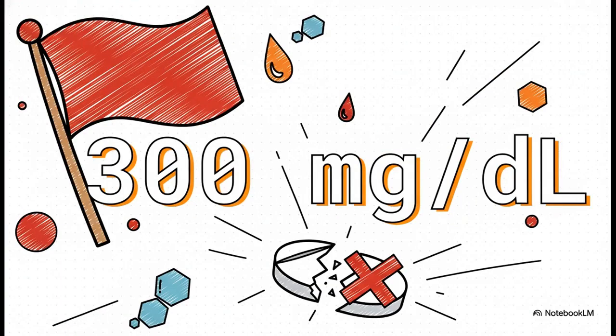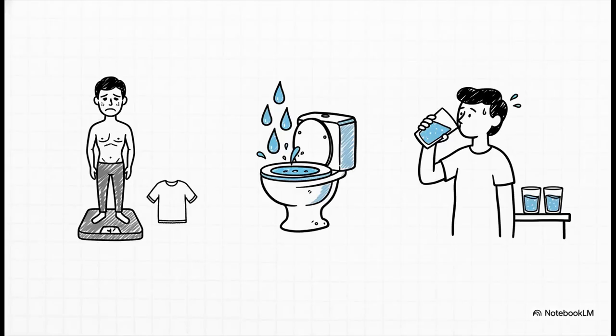Red flag number 2 is along the same lines: a blood sugar that's consistently at or above 300. At this point, oral medications are just not going to be powerful enough to bring things back under control. And our third and maybe most important red flag is seeing signs of catabolism. This means the body is so starved for insulin that it can't use sugar for fuel, so it starts breaking down its own muscle and fat.